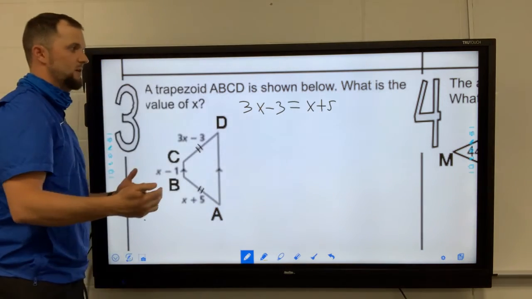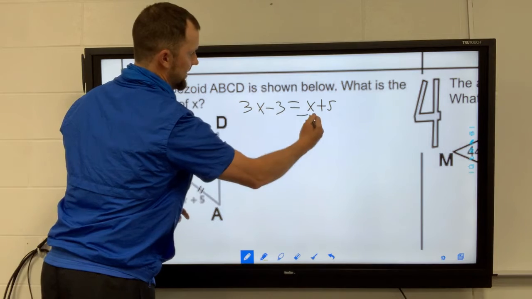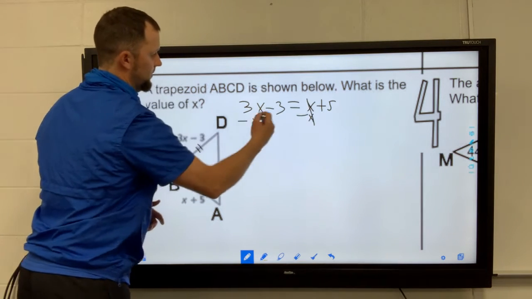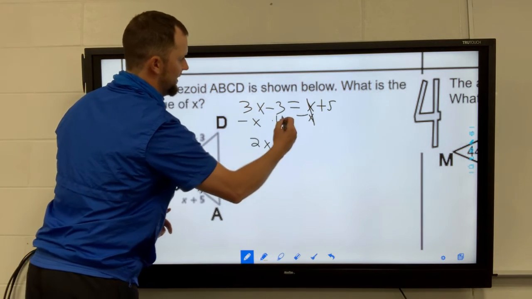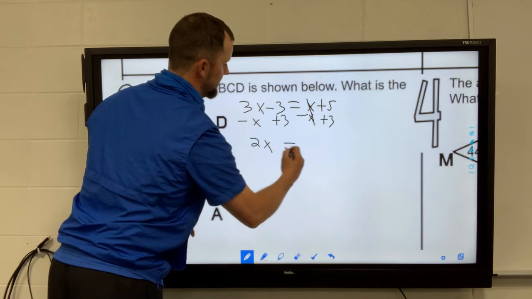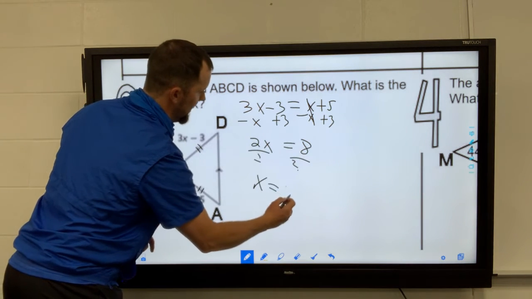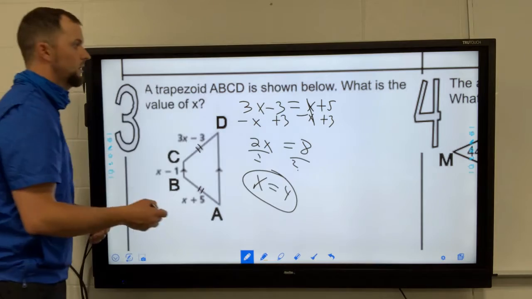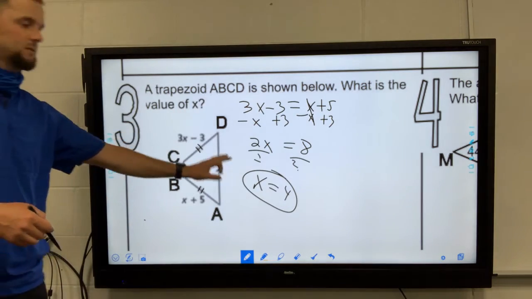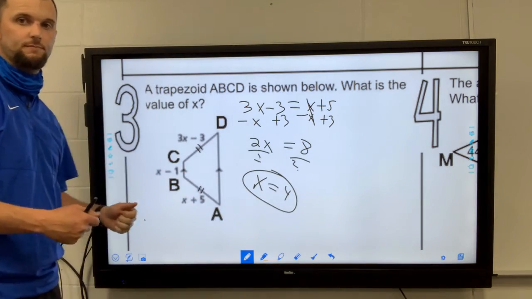And all I have to do is solve for x. So I'm going to subtract x on both sides. 3x minus x gives me 2x. I'm going to add 3 on both sides, which is going to give me 8. And then all I have to do is divide by 2 on both sides. So 8 divided by 2 is 4, meaning x is 4. Done. Move over to the next example.